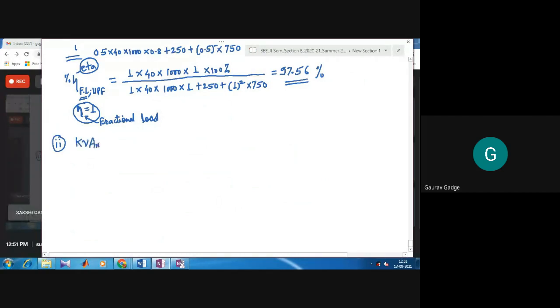kVA max. Now what is kVA max? kVA max is equal to kVA multiplied by under root of iron loss upon copper loss. Now what is the value of kVA? 40 kVA. Keep that 40 kVA as it is. Don't convert it into volt ampere because it is not asked. So 40 kVA multiplied by square root of 250 divided by 750.